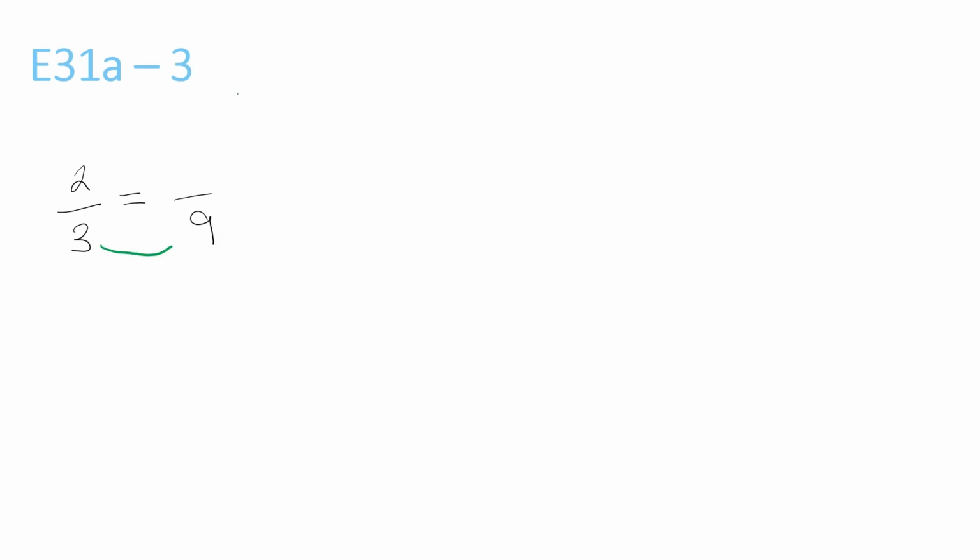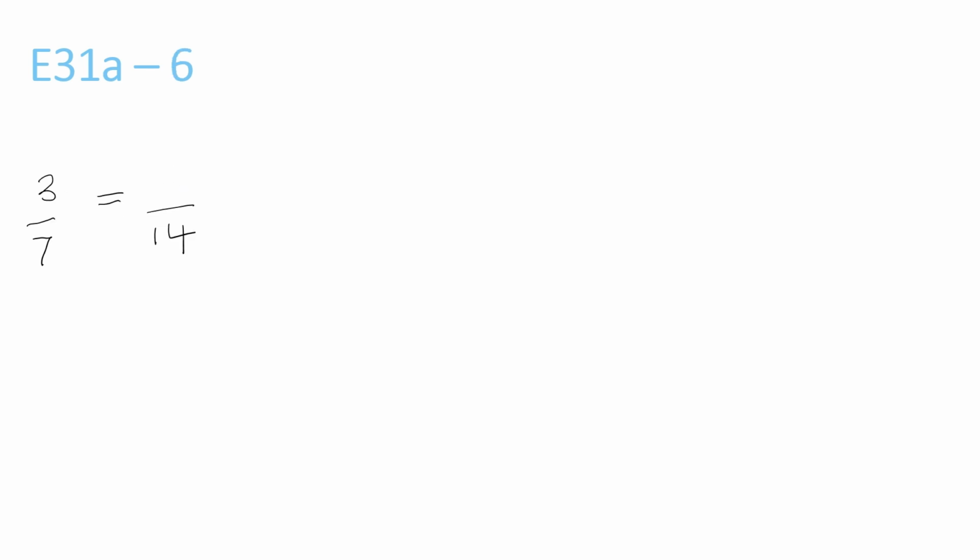To get from 3 to 9 again, they times it by 3 because 3 times 3 is 9. So we have to do 2 times 3 is 6. 4 times what is 12? 4 times 3, right? So that means you have to do 1 times 3, which is 3. 4 times 3 is 12. 3 times 3 is 9.